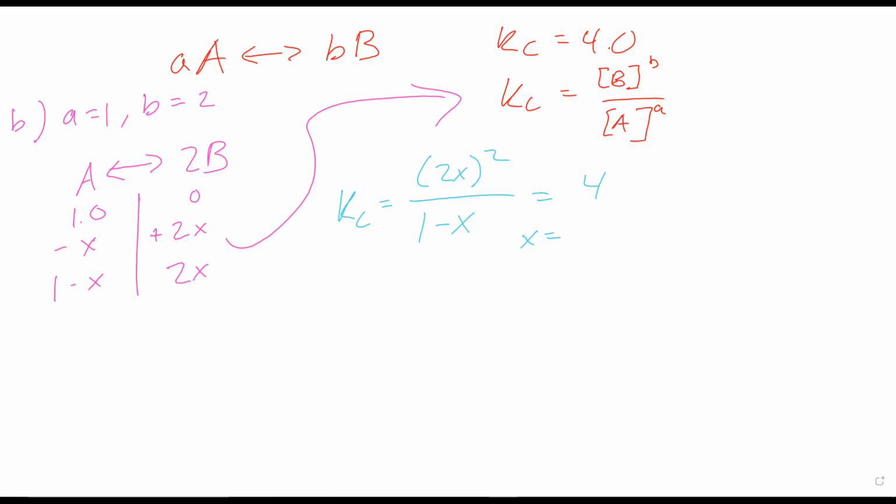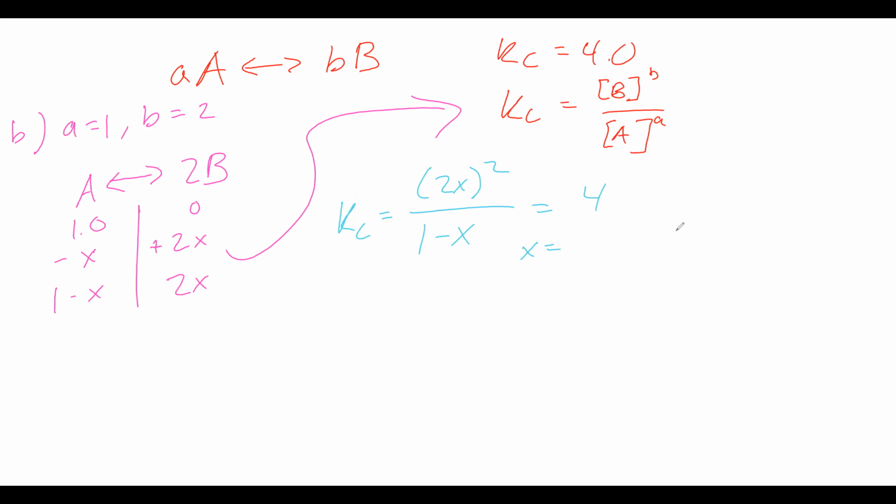So here it is going to be 2x squared divided by 1 minus x equal to 4. Solving for x, I'm going to assume it is the positive number. So here it is going to be 0.61. Whenever you do these, since it's in a quadratic formula and you plug it into a math program, it'll always give you two numbers. Just look for which one is reasonable.